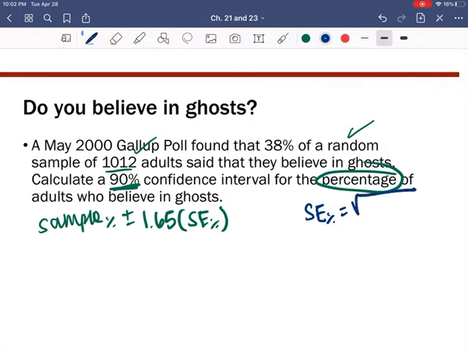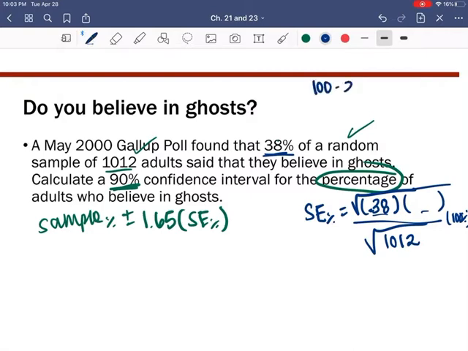So let me remind you, SE percent is equal to the percent of ones times the percent of zeros divided by the square root of the number of draws. And then you multiply that by 100%. And notice I didn't fill these two blanks in yet because we don't know the percent of ones. Oh, I'm sorry, we do know the percent of ones. It's 38%. So we know the percent of ones is 38%, which means the percent of zeros is 100 minus 38%. Just the other people, the people that don't believe in ghosts, 62%.